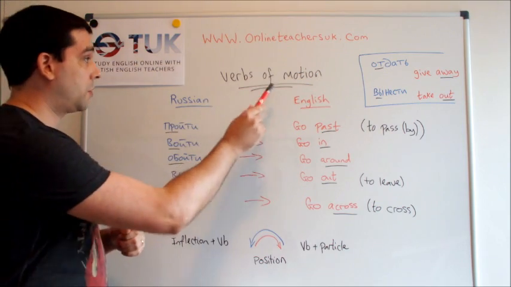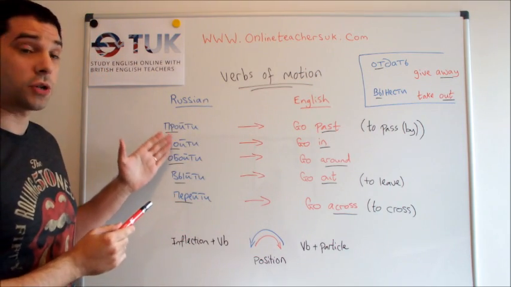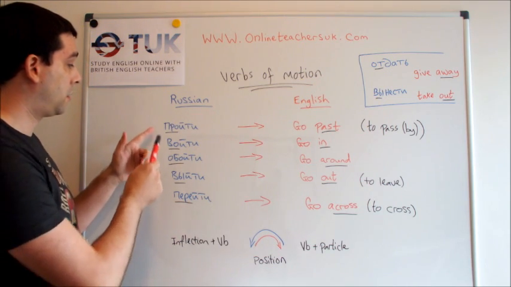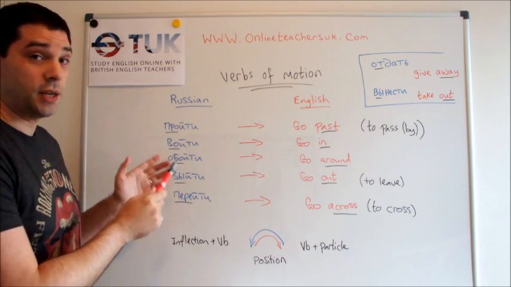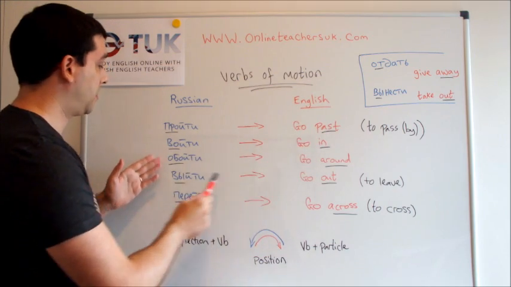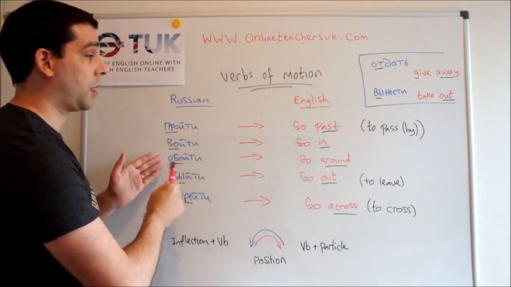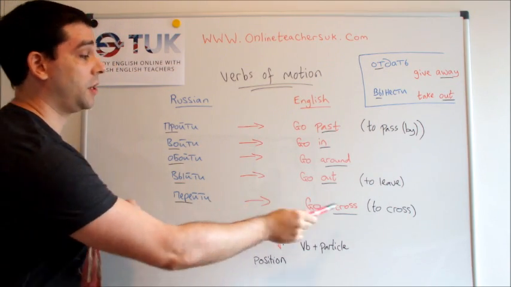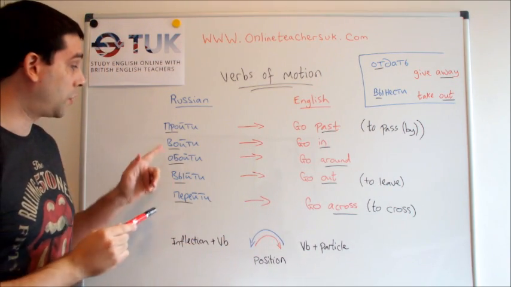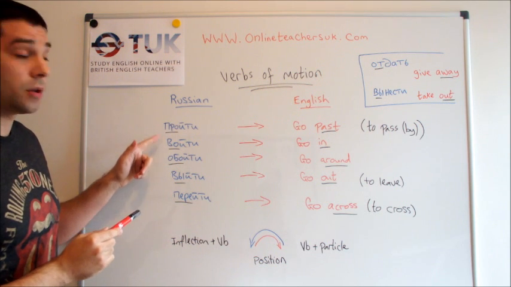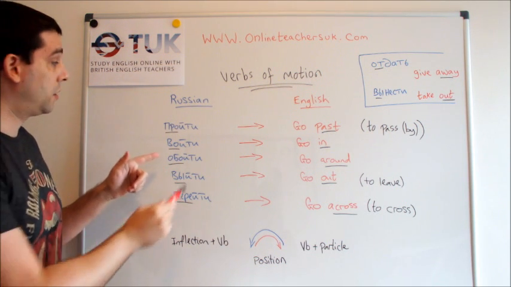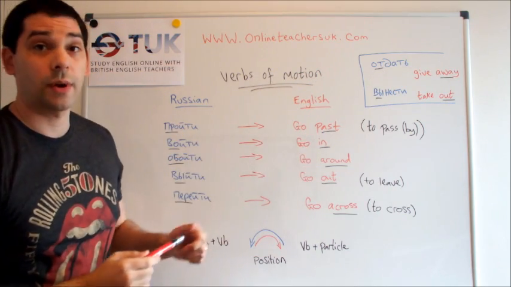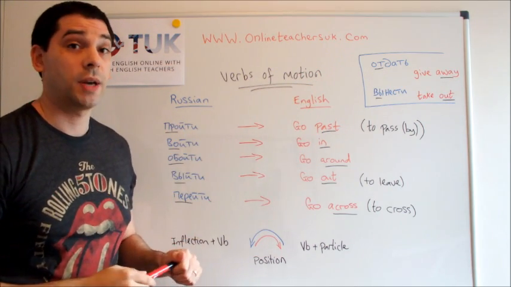So if we look at verbs of motion here, on the left we have Russian in blue, and on the right we have English. Here if we go through, we have пройти, which means go past, войти, go in, обойти, go around, выйти, go out, and перейти, go across. What you'll notice here is that I've underlined the additional information which is added to the verb go, and on this side I've also added in English the additional information here.